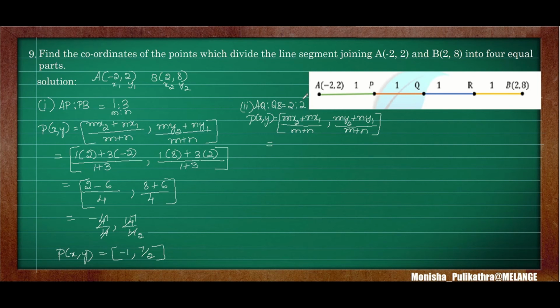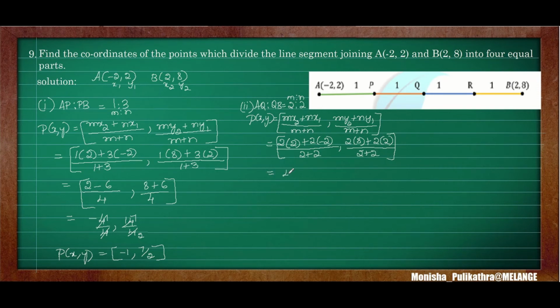So here m is 2 and n is also 2. Okay, this is m:n ratio, whereas the x1 y1 x2 y2 is the same points. So we can substitute it here. M is 2, x2 is also 2, plus n is 2, x1 is minus 2, whole divided by m plus n is 2 plus 2. Next my2, 2 into y2 is 8 plus n is 2, y1 is 2, whole divided by 2 plus 2.